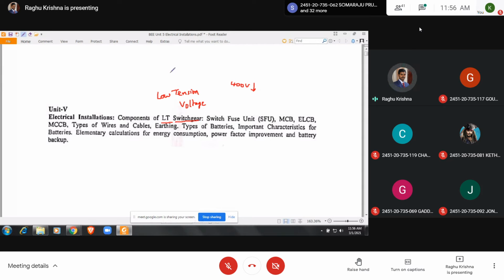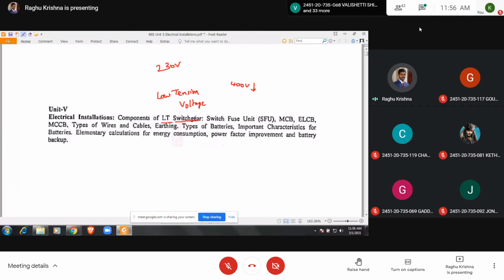So here you have components of LT switchgear. That means 230 volts single phase supply. What is the voltage? 230 volts single phase supply. So 230 comes under low voltage, low tension. So components of LT switchgear.